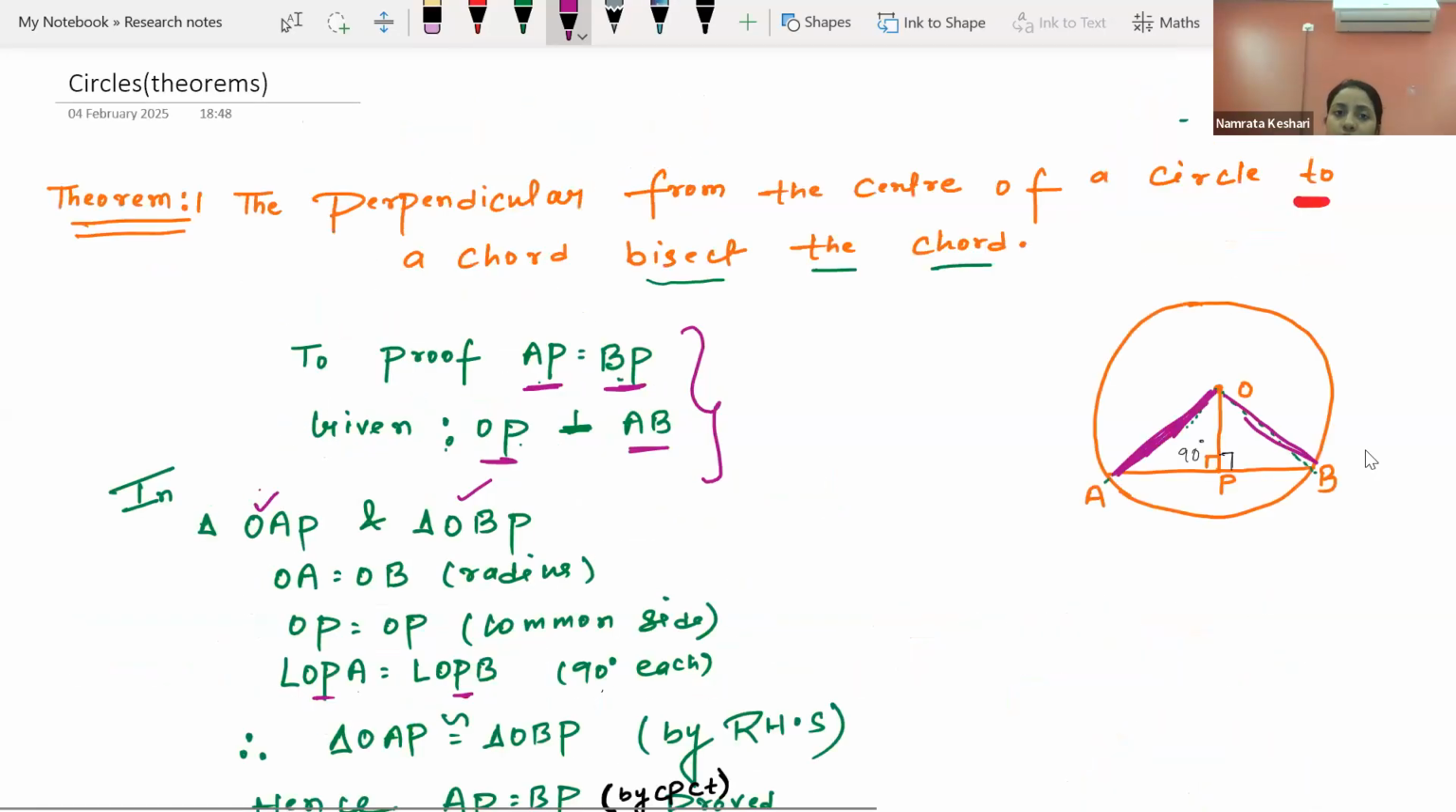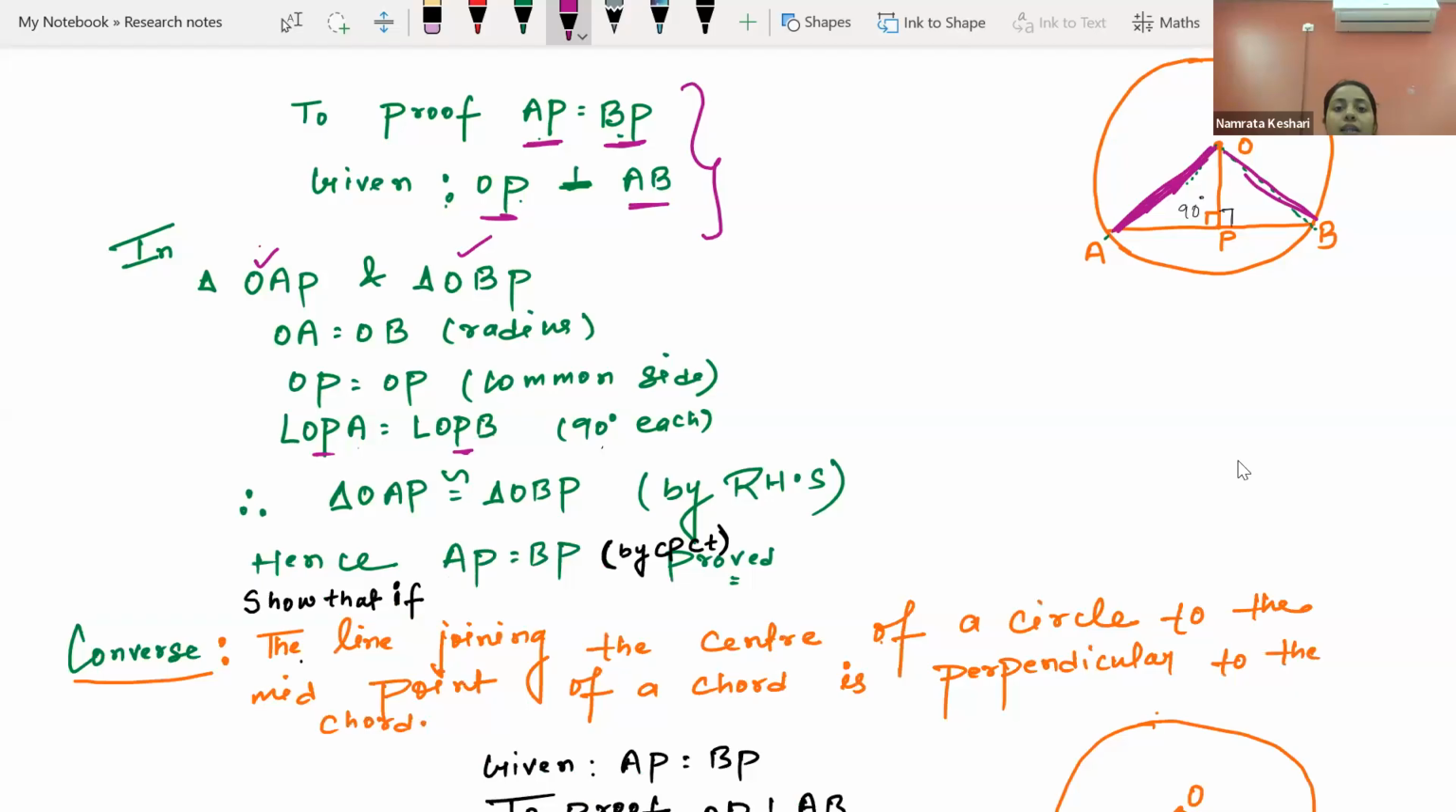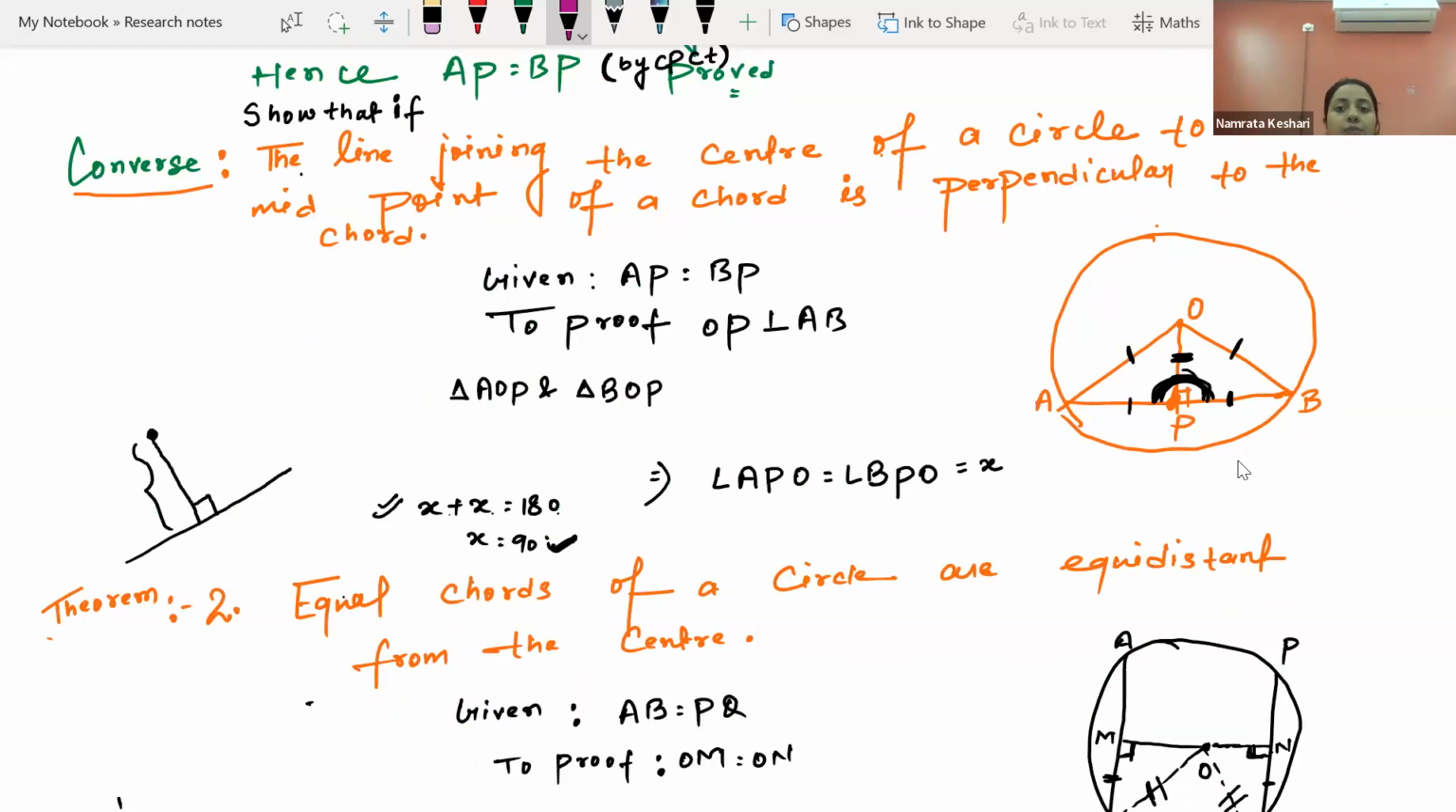Okay, so the first thing, what is given, what we are supposed to prove, if you identified that really well, then proving will not be difficult. Okay, then we are having the converse of the same theorem. The converse of the same theorem says that the line joining the center of a circle to midpoint of the chord.